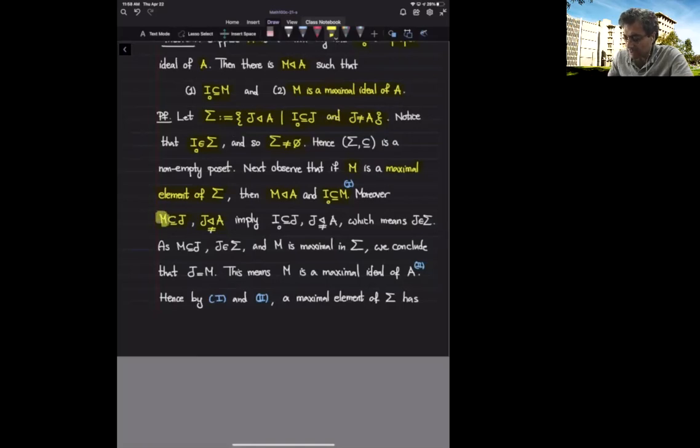Because M contains I naught, and M is a subset of J, we can deduce that I naught is also a subset of J. And J is a proper ideal of A. That means J does belong to sigma. Now I can use maximality of M inside sigma and observe that M is maximal inside sigma. It is contained inside J, and J is inside sigma. Altogether, we conclude J is equal to M. That means M is a maximal ideal of A. Okay, so far so good. That means that it's enough to show sigma has a maximal element.